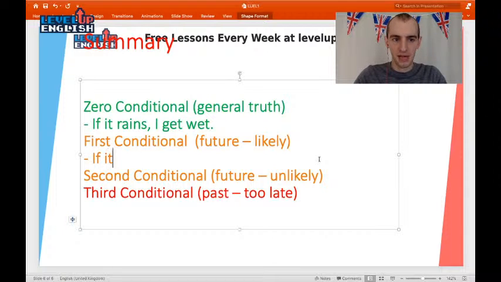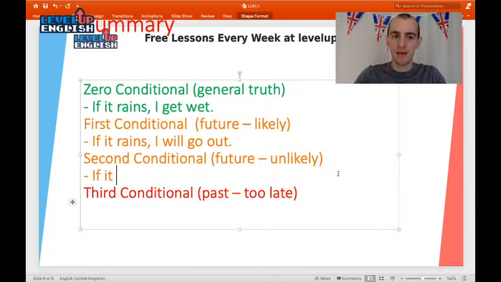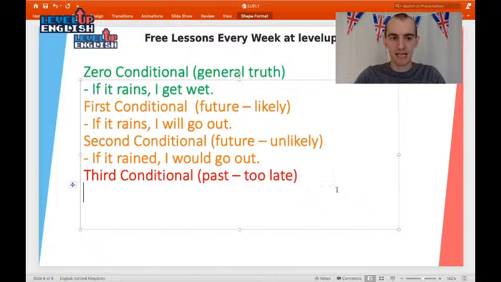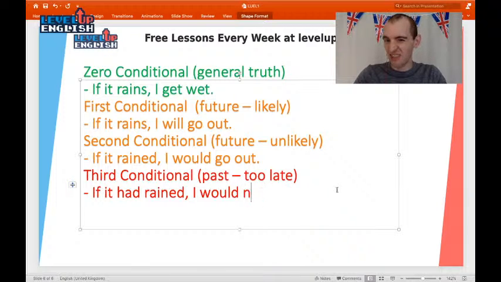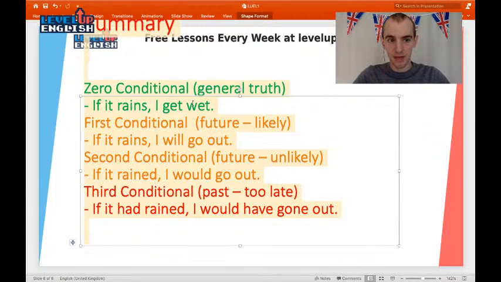If it rains, I will go out. If it rained, I would go out. Finally, if it had rained, I would have gone out. So there you can see we're using the same example.